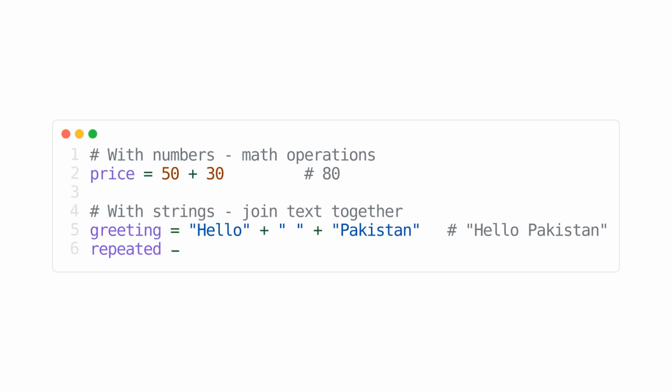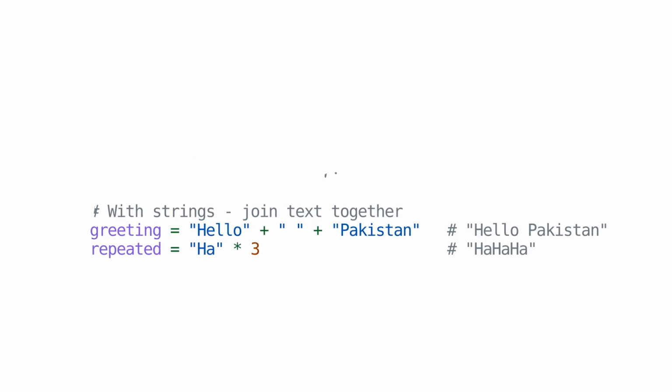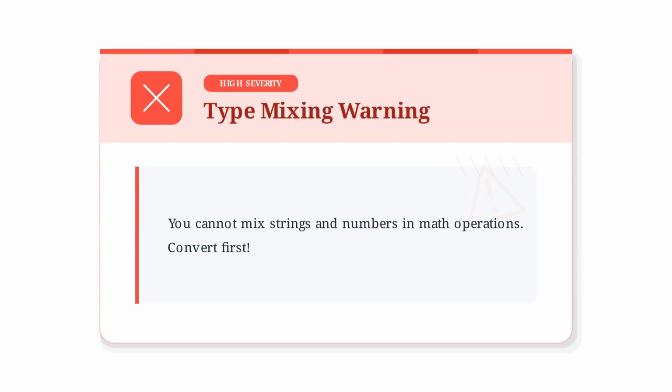Here's something cool. Operators work differently with different types. With numbers, plus does addition. 50 plus 30 equals 80. But with text, plus joins strings together. "Hello" plus space plus "Pakistan" becomes "Hello Pakistan". And star with text means repeat. "Ha" times 3 becomes "hahaha". But watch out, you can't mix strings and numbers in math. If you try to add "Age:" plus 25, Python will crash. You need to convert the number to text first, like "Age:" plus str of 25. Always keep your types consistent.